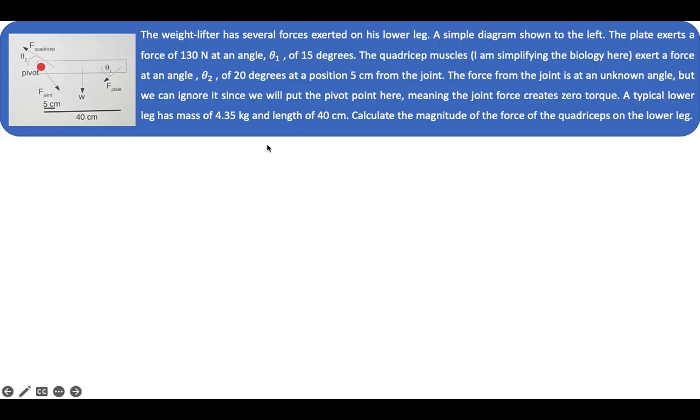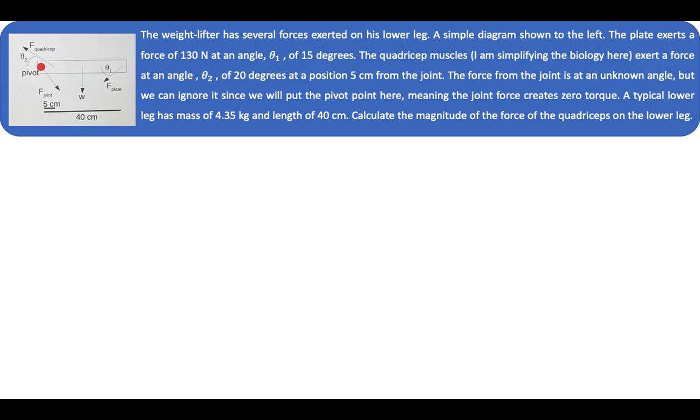A typical lower leg has a mass of 4.35 kilograms and a length of 40 centimeters. Calculate the magnitude of the force of the quadriceps on the lower leg. This problem is about the application of torque in the gym. We are going to analyze leg exercises using a weightlifter.